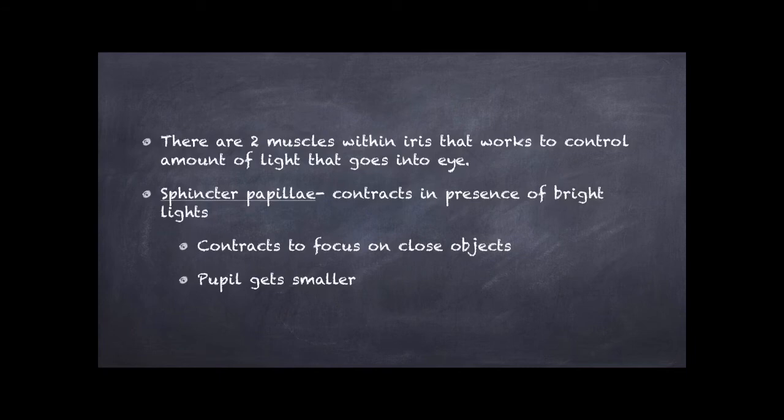Now, there are 2 muscles within the iris that help to control the amount of light that's actually going through it. One of them is called the sphincter pupillae, which is going to contract when there are a lot of bright lights happening. It also contracts to focus on close objects. And as this is happening, the pupil actually gets smaller.